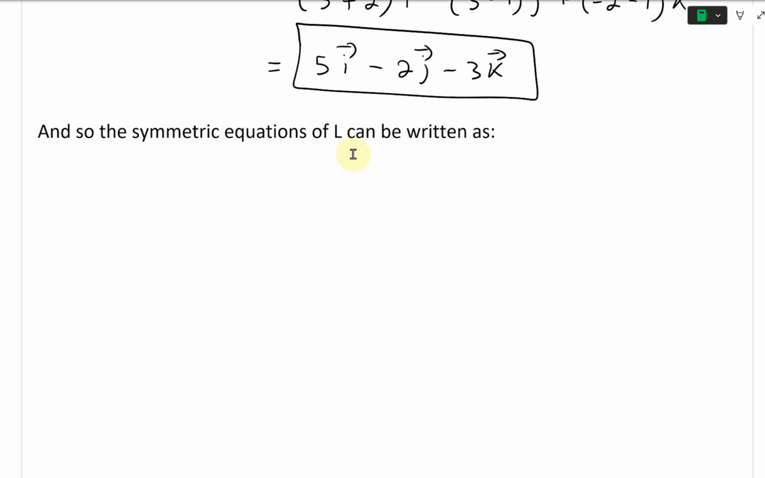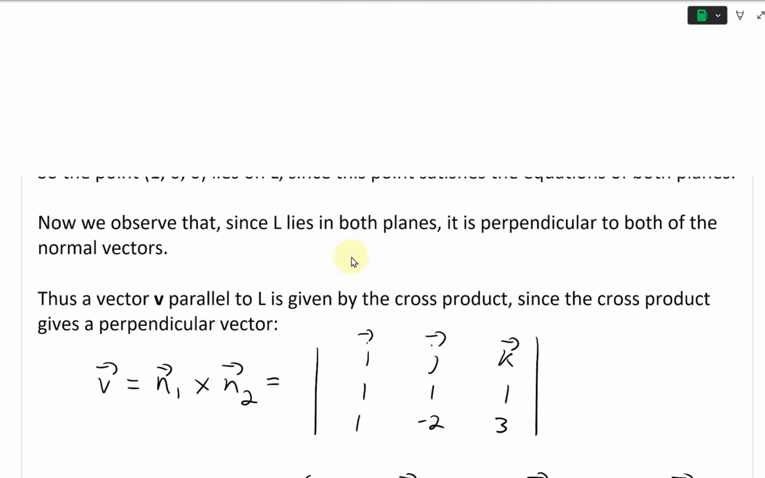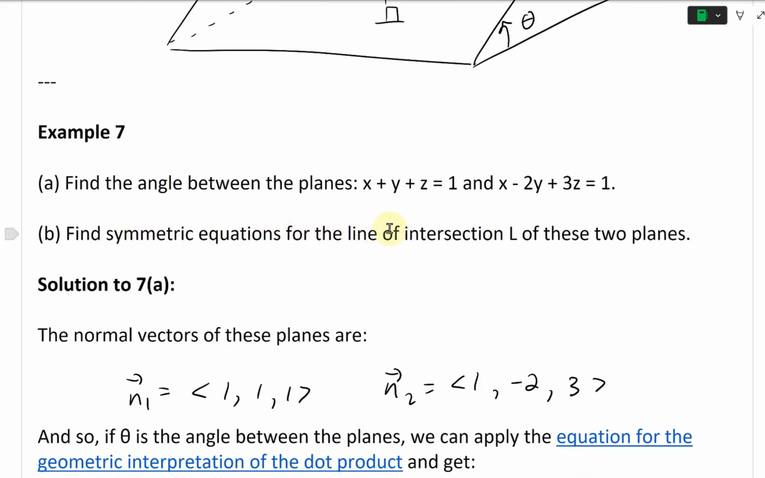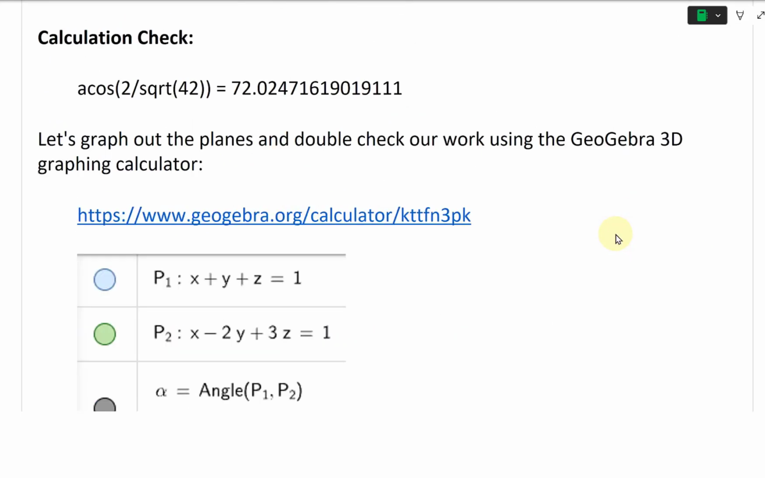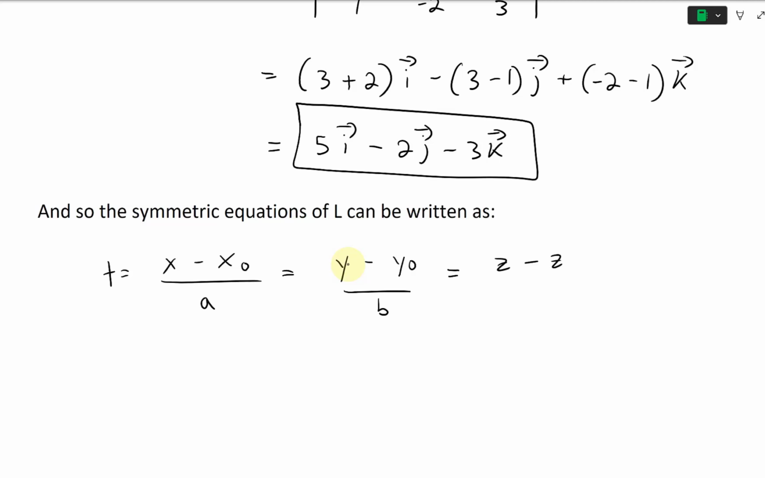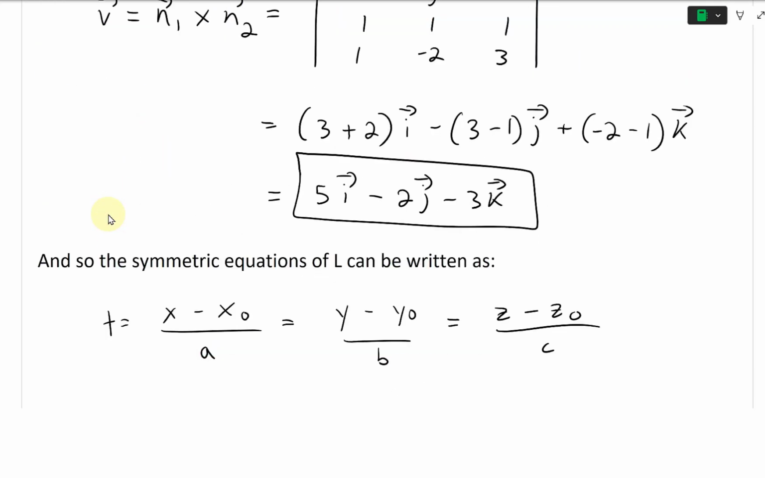Alright, and so the symmetric equations of L can be written as, and again we're asked for symmetric equations of the line as opposed to just the vector equation. So here, find symmetric equations for the line of intersection L of these two planes. And again, remember the symmetric equation is just when you have the parameter set all equal to each other. So x minus x naught over a equals y minus y naught over b equals z minus z naught over c, where a, b, c correspond to this vector v.